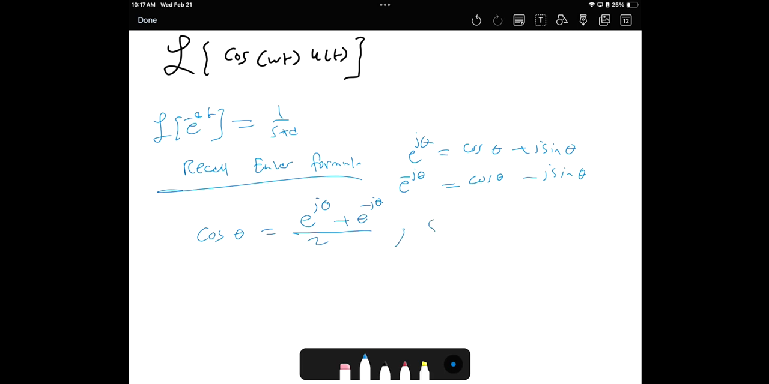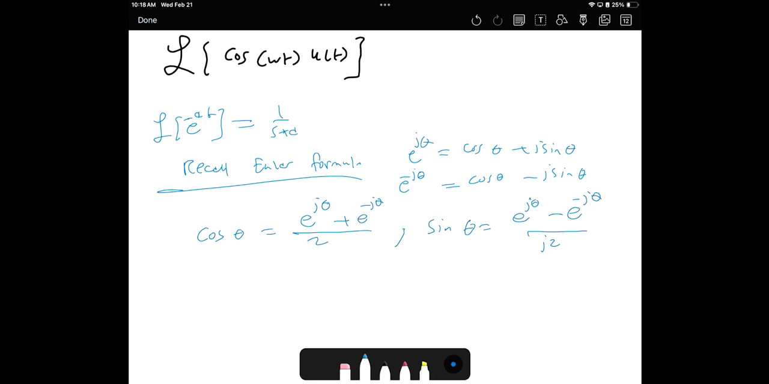And at the same time, sine theta equals e power j theta minus e power negative j theta, divided by j2. So you should be aware of all of these four equations now, and how we can find them. So the sine or cosine can be found using the Euler formula. You will use this a lot in Laplace transformation, so I encourage you to memorize them because we will use them a lot.